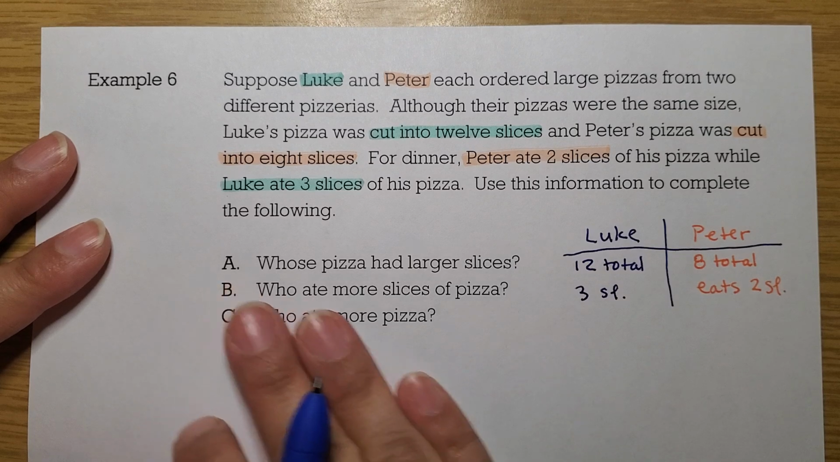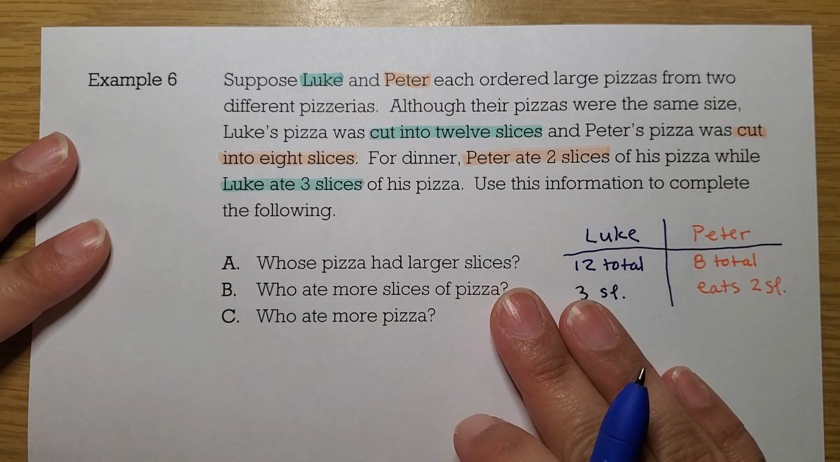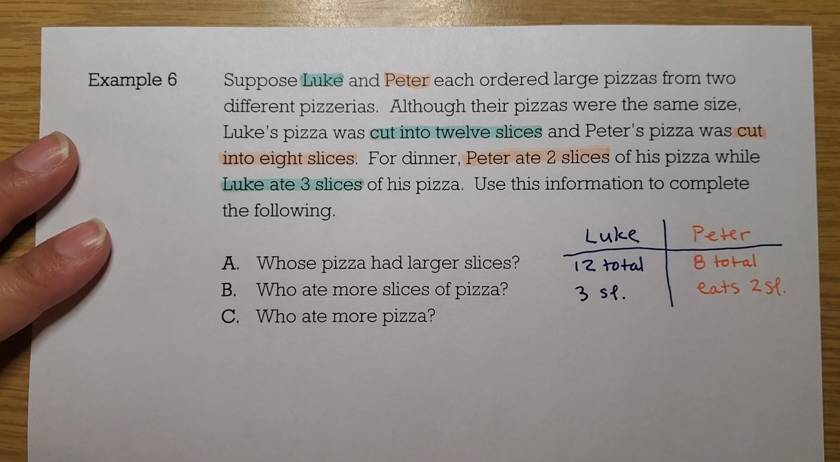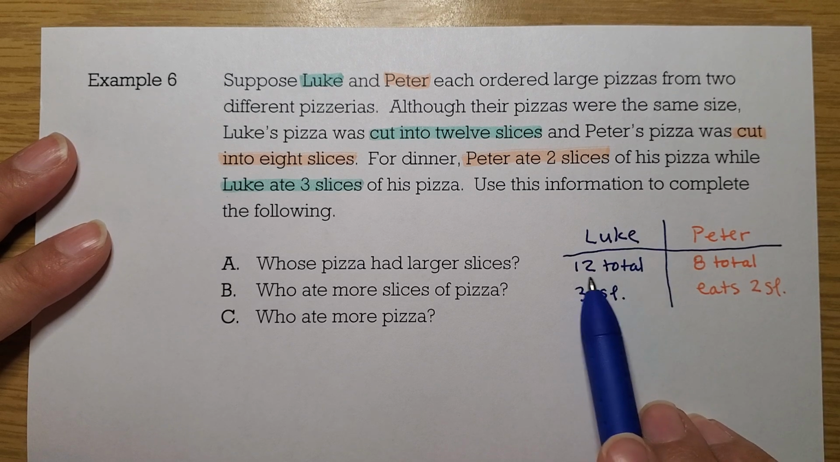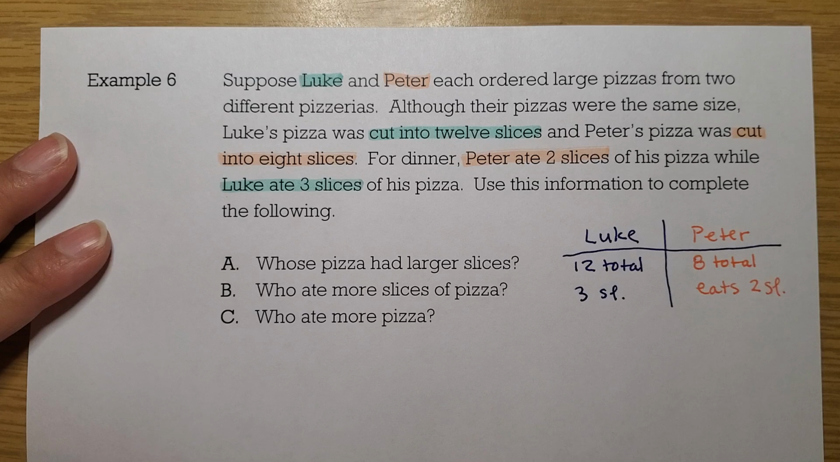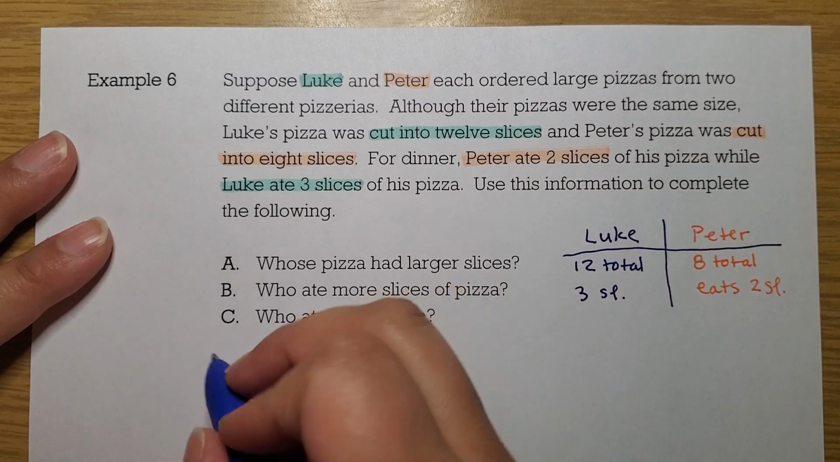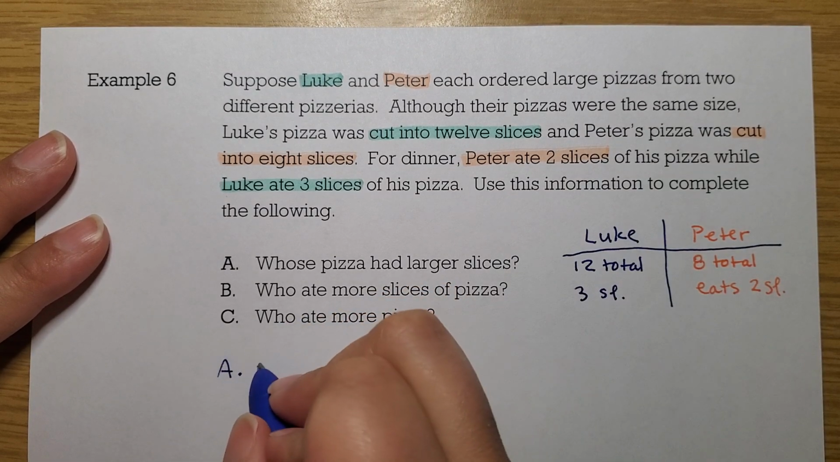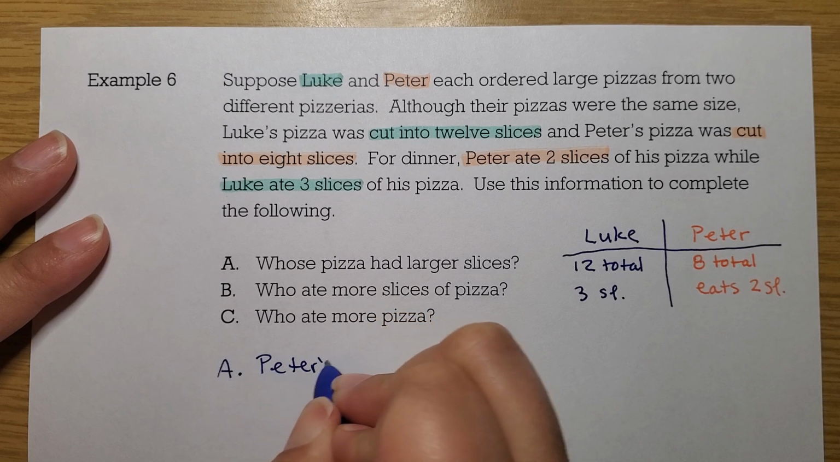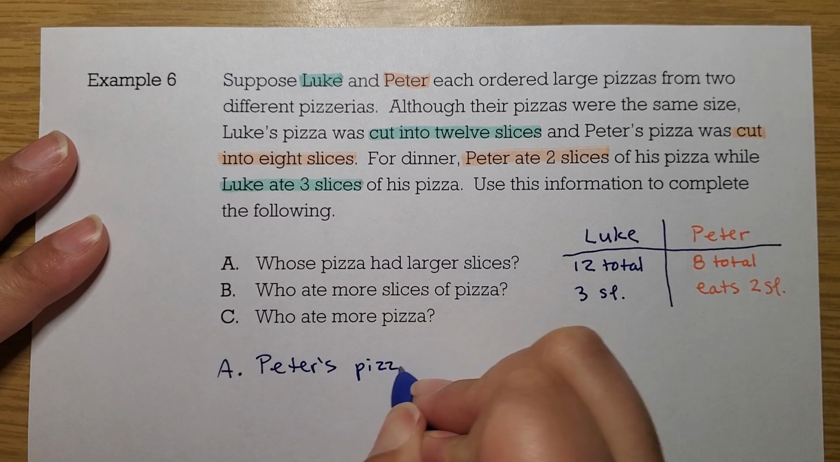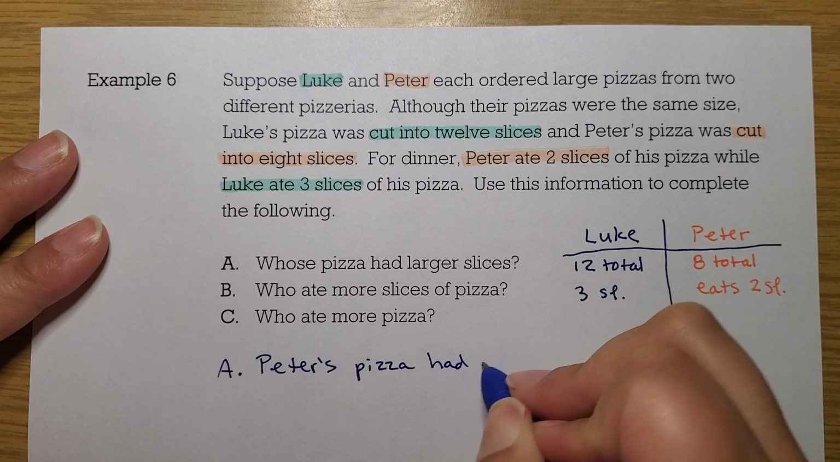Okay, now part A says whose pizza had larger slices. So there are 2 ways to go about this. We could draw a picture, or we could remember that the more pieces your pizza's cut up into, the bigger the denominator, the smaller the slice. So Luke had the bigger denominator, so his slices were smaller. So that means for part A, Peter's pizza had larger slices.